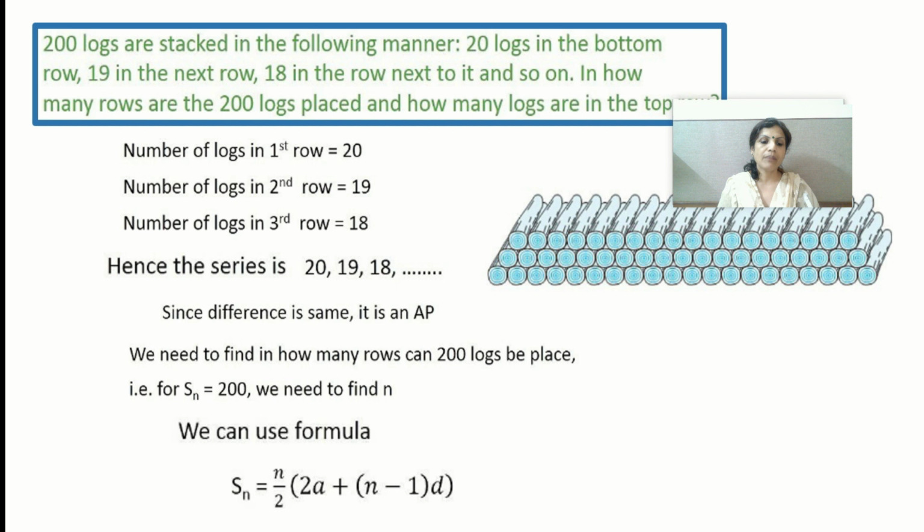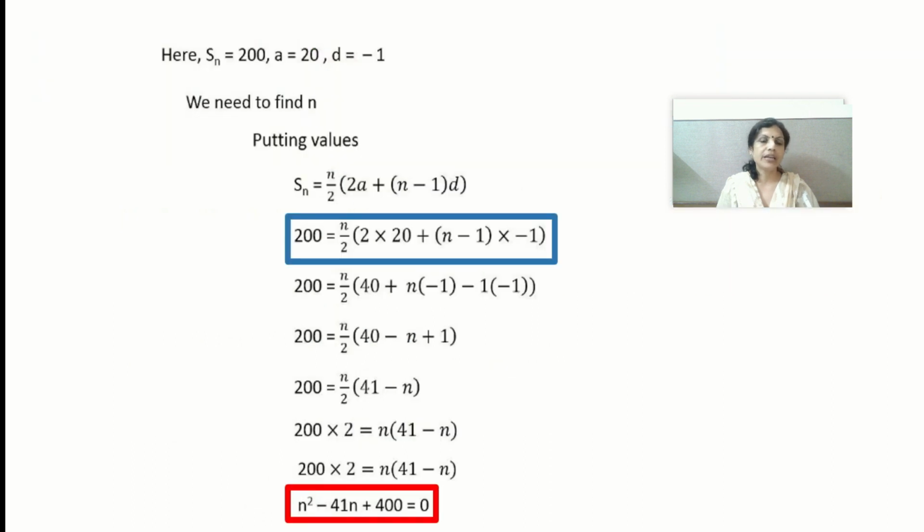Sn is equal to n by 2 in the bracket 2a plus n minus 1 into d, and we have Sn 200, a 20, d is minus 1. So substitute the values. When you substitute the values, you get 200 is equal to n by 2 in the bracket 2 into 20 plus n minus 1 into minus 1. Go on solving and you will get n square minus 41n plus 400 is equal to 0, which makes a quadratic equation.